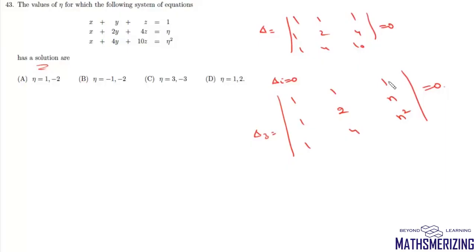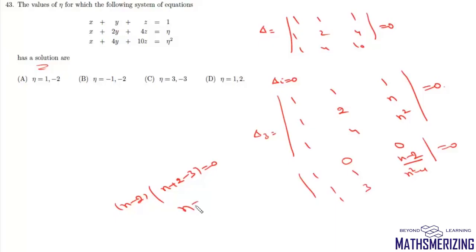Now we'll find delta 3, we can write this as 1, 1, 1, 1, 2, eta and 1, 4, eta square, and it is equal to 0. Now we'll write C3 minus C2 and C2 minus C1. So it'll be 0, eta minus 2, eta square minus 4, it'll be 0, 1 and 3, it'll be 1, 1, 1, and it'll be equal to 0. We can take eta minus 2 common, and if we expand, we'll get eta plus 2 minus 3 equals 0. So the value of eta is either 1 or 2, and that's your option number D.